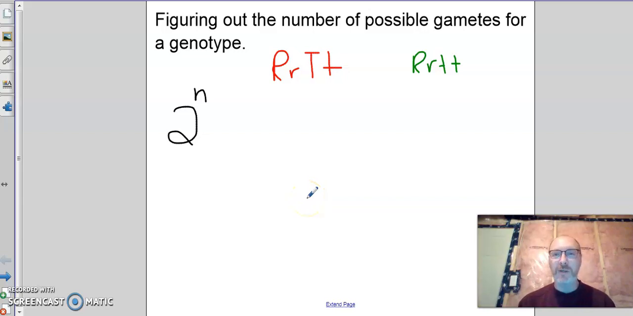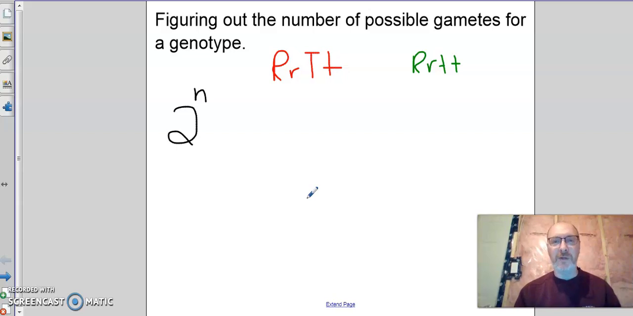Alright, hi everyone. We're going to do a short screencast here where we're looking at how to set up a dihybrid cross. How do you do that successfully without having to automatically go to a Punnett square that is 16 squares in size, 4 by 4?